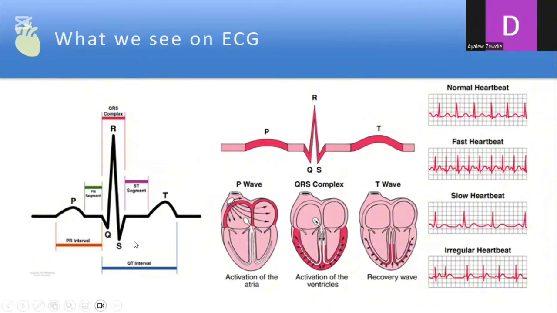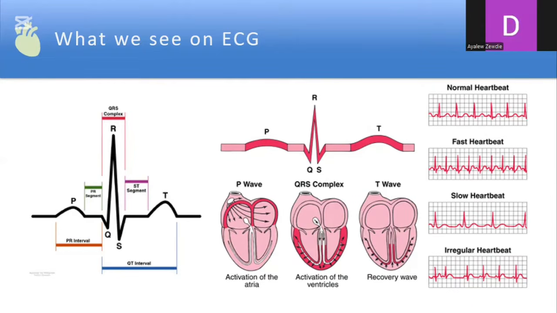When you say segments, all those flat lines are called segments. This happens because there is no electrical difference, so it is a flat line. The first flat line is the PR segment. The second one is the ST segment, and the third one is the TP segment. The really important ones, the PR and ST segments, we will discuss later.